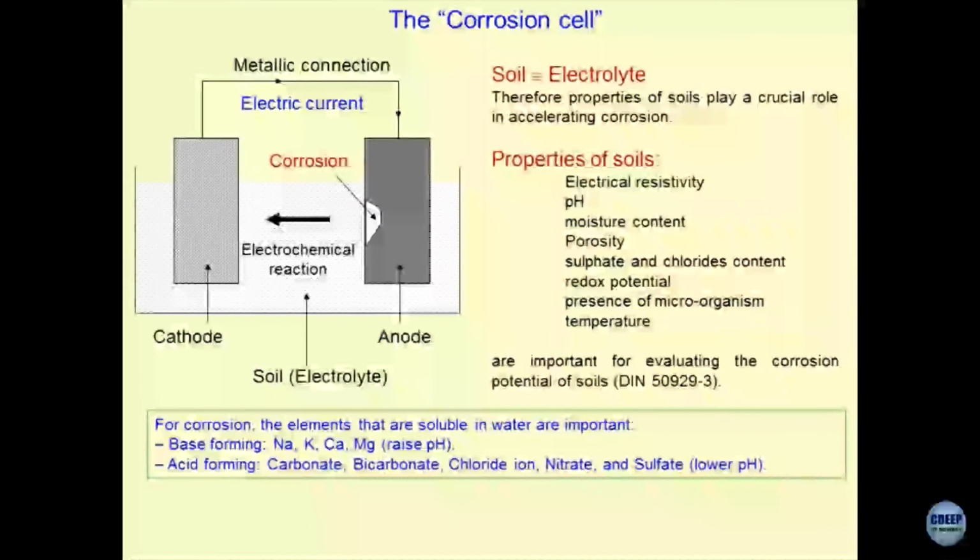This might force you to keep your system saturated all the time, but where is the water available to keep the foundation system saturated all the time is a question. pH plays an important role, moisture content, porosity, sulphate and chloride content, redox potential, response of microorganisms and temperature, the big matrix. And if you come across this code DIN 50929, they have talked about the corrosion potential of the soils, because most of the systems are being designed by keeping these things in view.